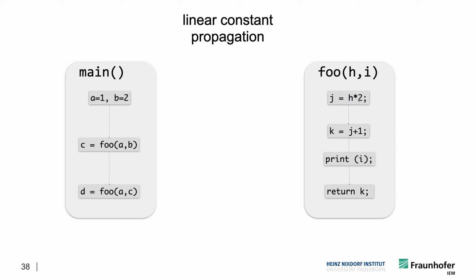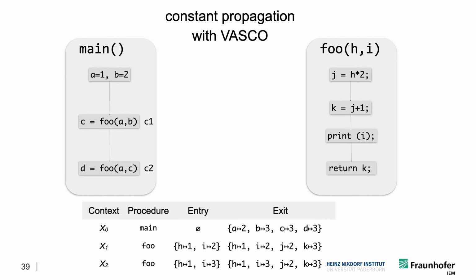And therefore, this is actually a problem that fits into a distributive framework. Now, if we were to apply VASCO to this as a constant propagation, we would get the following. So we would start analyzing the procedure main in context x0, which starts with an empty set of constants here.